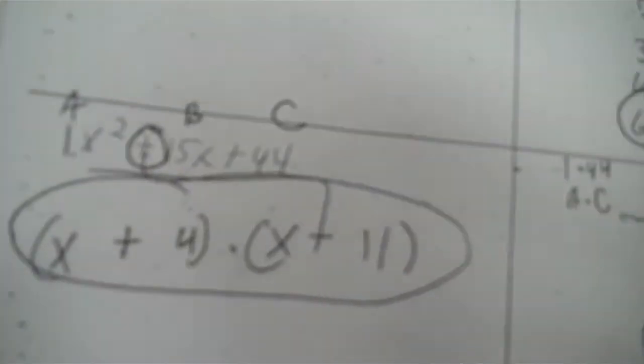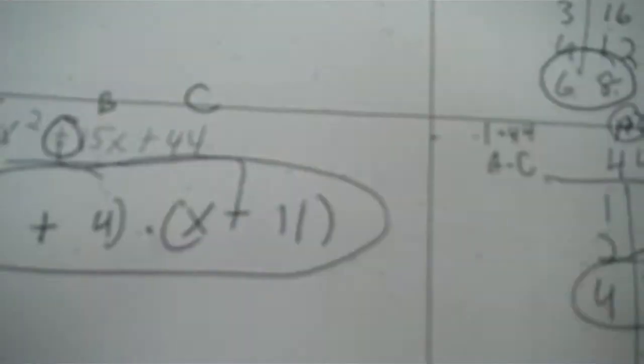A times C. So I'm going to be taking 1 times 36. That's 36, it's positive. So I will be looking for a sum that equals 15. So 1 and 36. 1 plus 36 is 37, not 15. 2 and 18. Okay, is 18 plus 2 15? No, 18 plus 2 is 20.